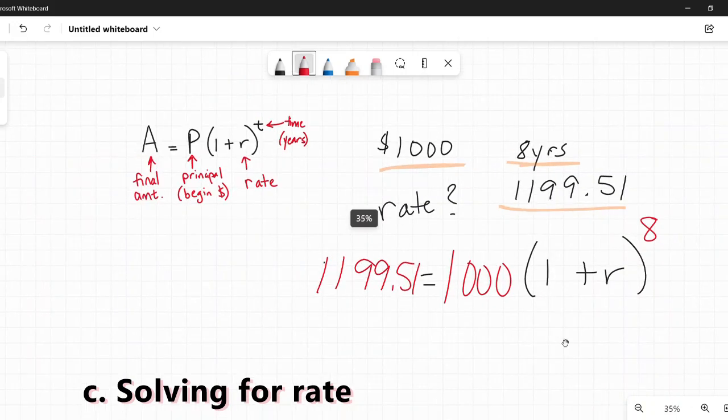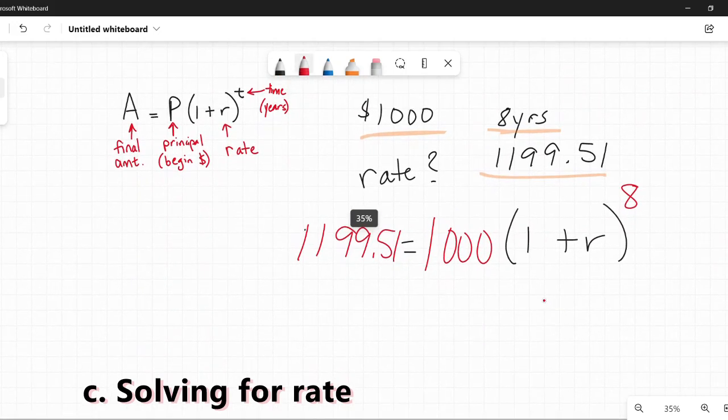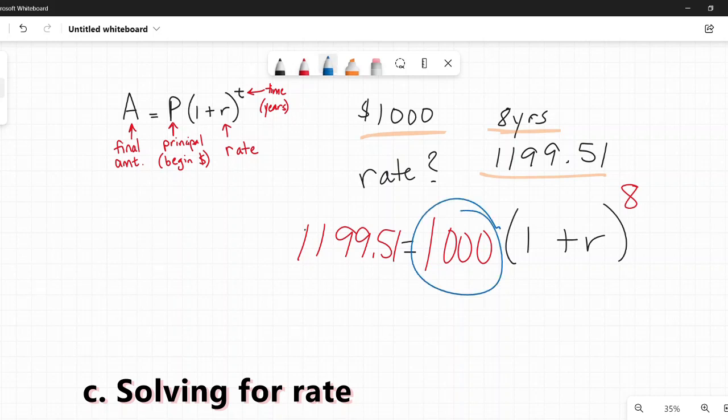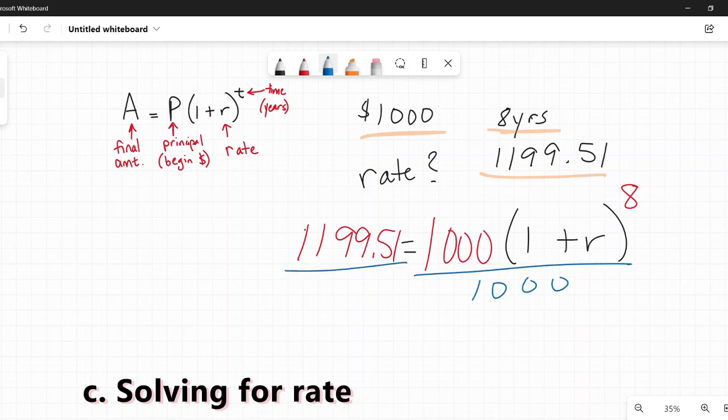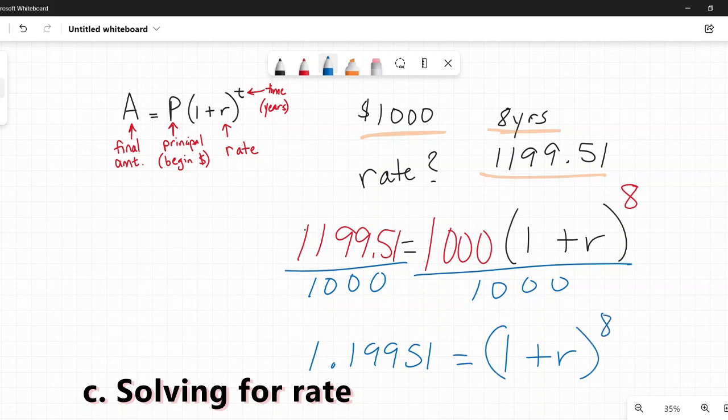Okay, so for this one, different process. We're solving for a different variable. It's going to look a little different. We have to do a little algebra. We can't just type it in the calculator. Okay, first thing we're going to do, I want to get rid of this 1,000. I'm trying to get r by itself, so I'm working backwards. The 1,000's got to go first. So I'm going to divide this side by 1,000 and this side by 1,000. When I divide that left side by 1,000, I get 1.19951. On the right, I get 1 plus r to the 8th.